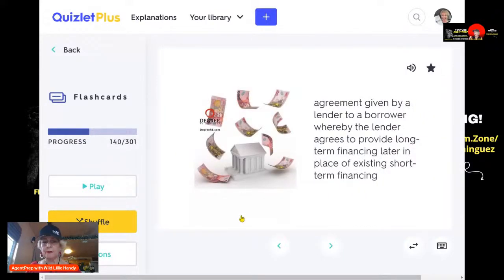Number 140. Oh, colorful money. Oh man, I used to travel to Europe and it was beautiful to have all these different countries' money. Very colorful. Now it's all one.